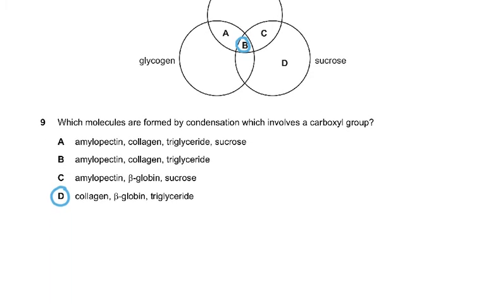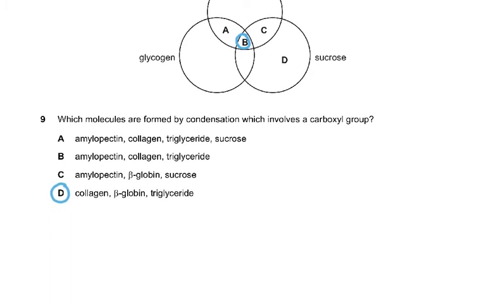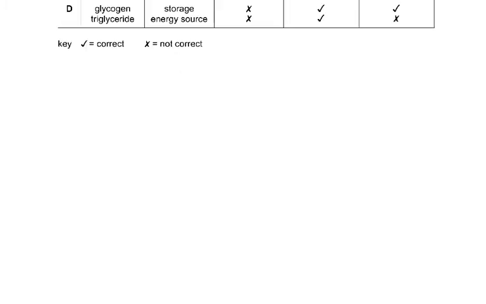Now coming to question number 9, which molecules are formed by condensation? Condensation is the removal of water, which involves a carboxyl group. Now this is of course collagen, beta globin, and triglyceride. And if you need to, please revise the chemistry of it and then you would know what we mean by this.